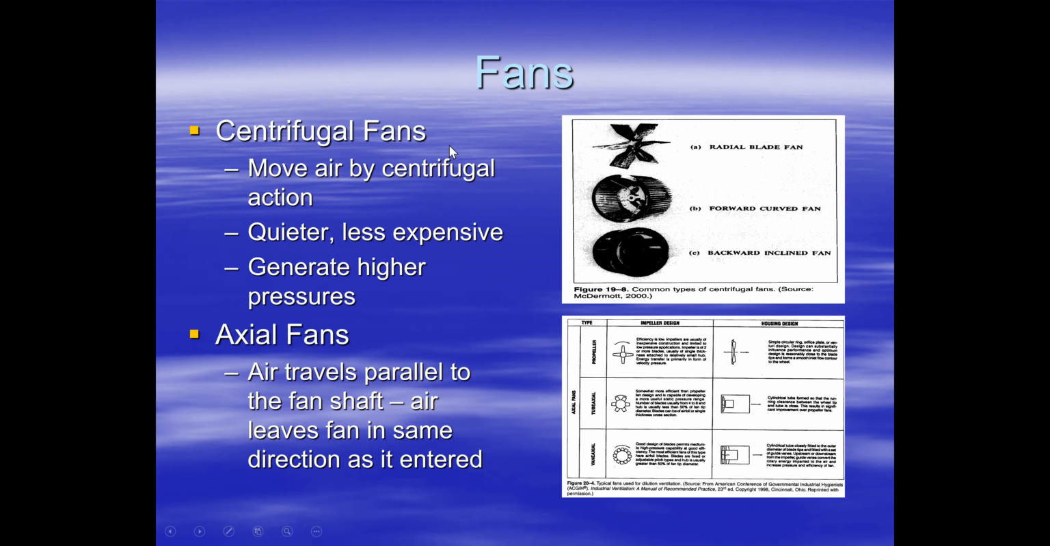Most of the time, we call centrifugal fans blowers. The air will come in and depart at a different angle. These are generally quieter. The forward curve fans are more efficient than the backward curve, but these are much quieter in their operation, which makes them a lot more acceptable a lot of times. But these can work against much greater pressure drops than axial fans.